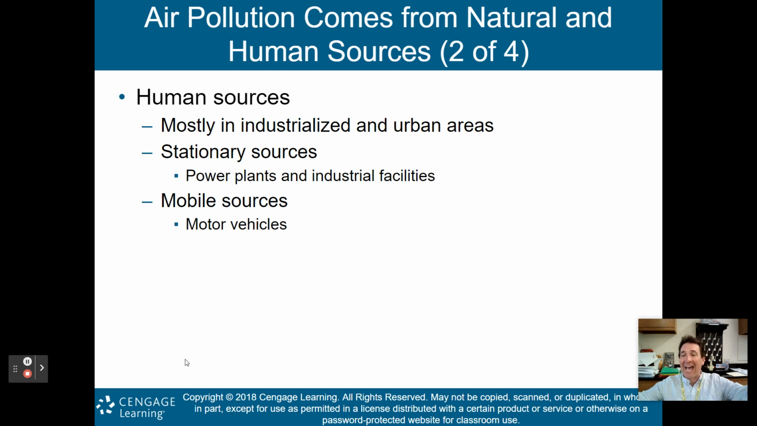When we bog down the natural processes by adding more pollution, we reduce or even eliminate the ability of Earth's natural resources, those ecosystem services, to actually clean out the atmosphere. So where is our human-caused air pollution coming from? Mostly industrialized and urban areas. We have stationary sources like power plants and industrial facilities, and we have mobile sources like our cars.